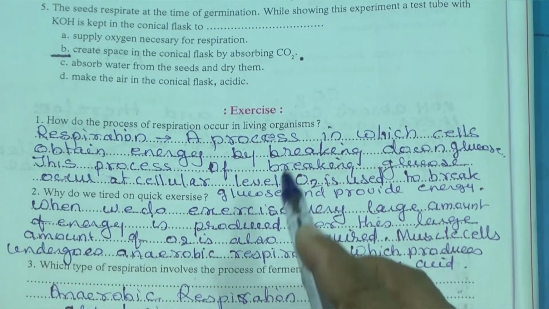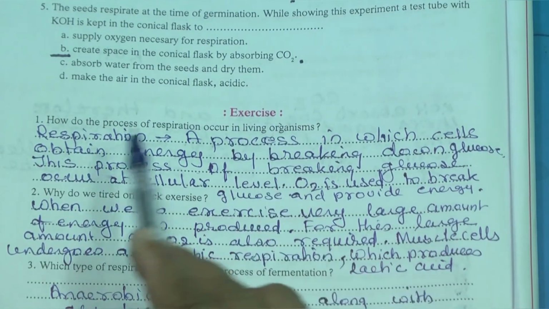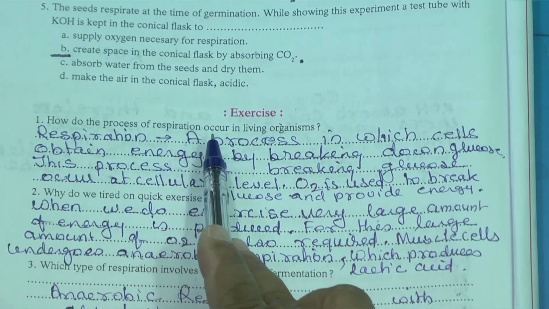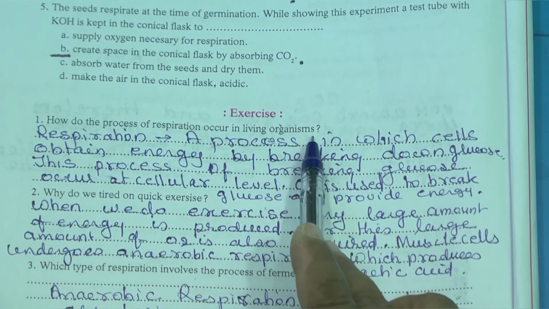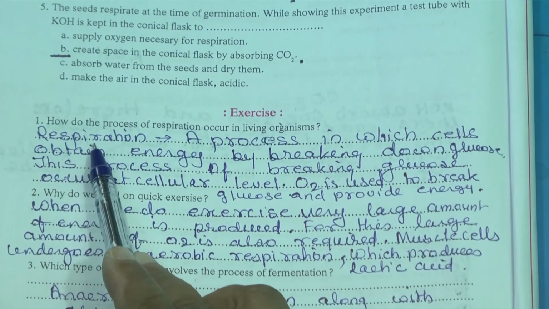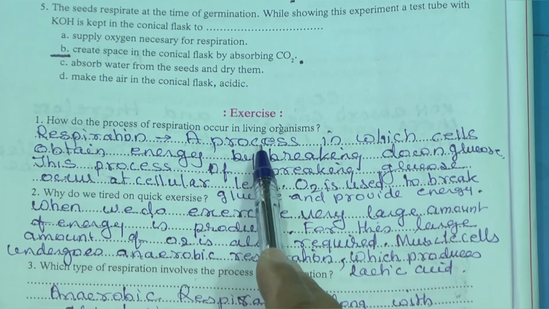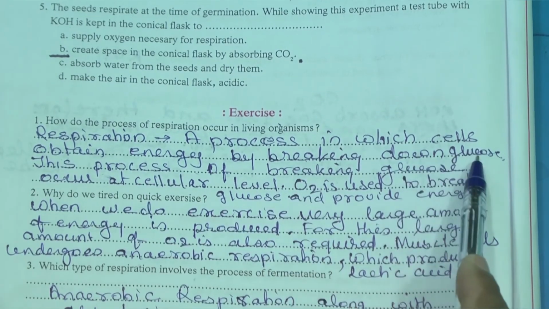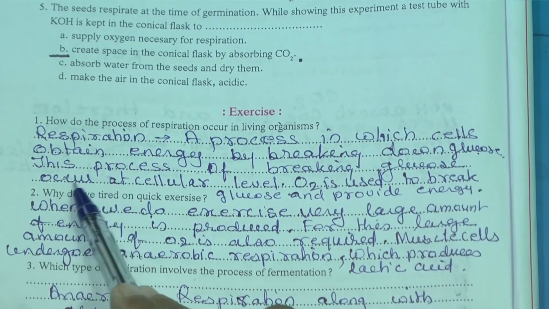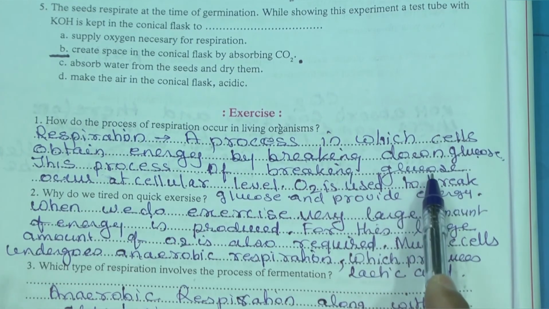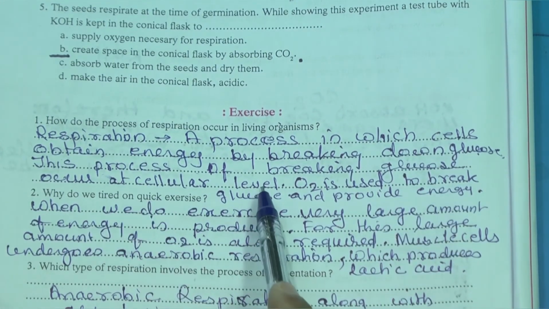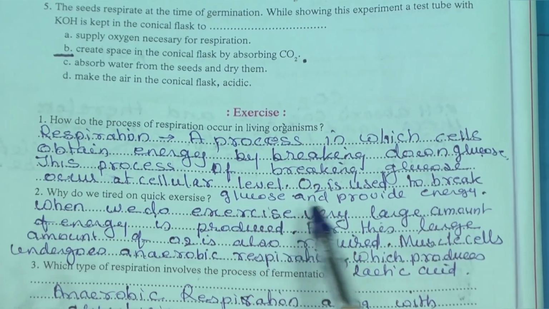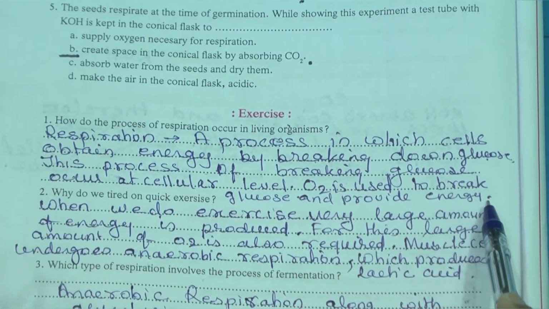Children, now we will be discussing the exercise. The first question is, how does the process of respiration occur in living organisms? First we will see respiration. Respiration is a process in which cells obtain energy by breaking down glucose. This process of breaking down of glucose occurs at the cellular level. Oxygen is used to break down the glucose and provide the energy.